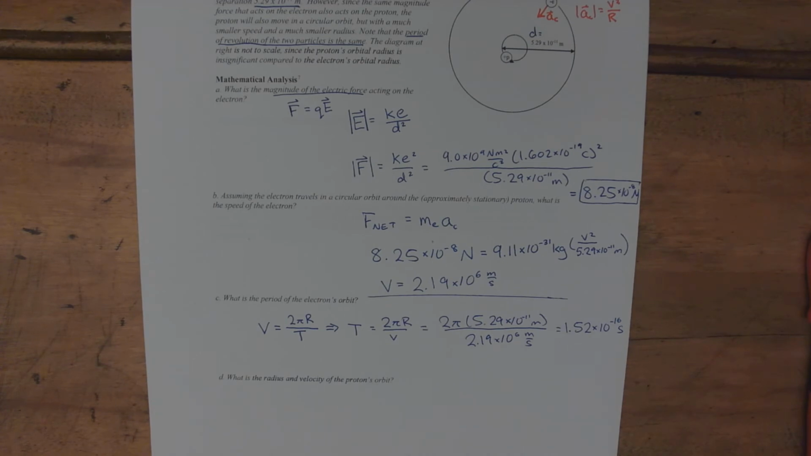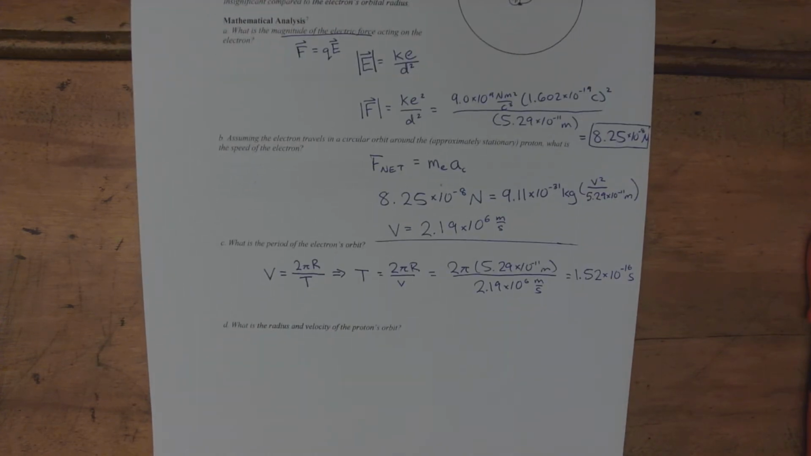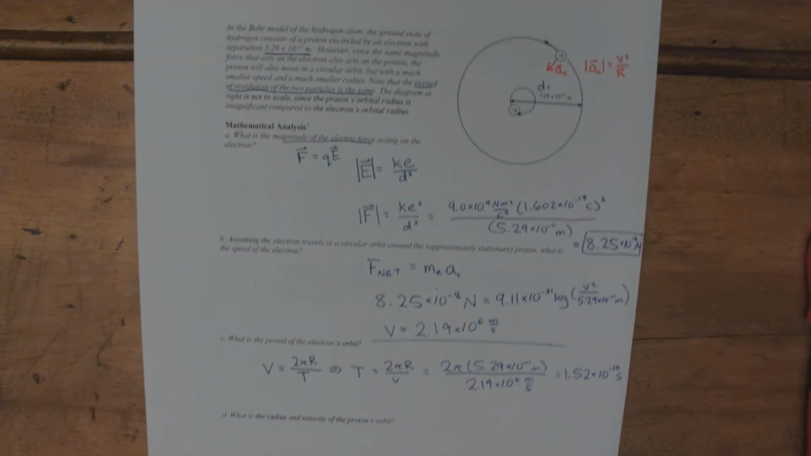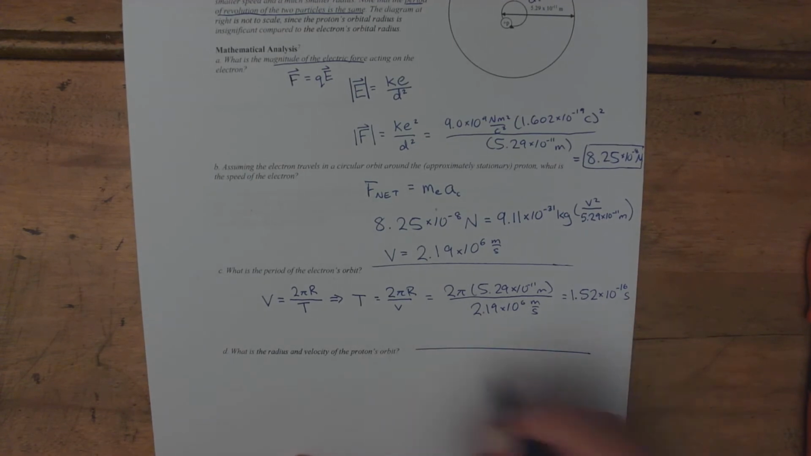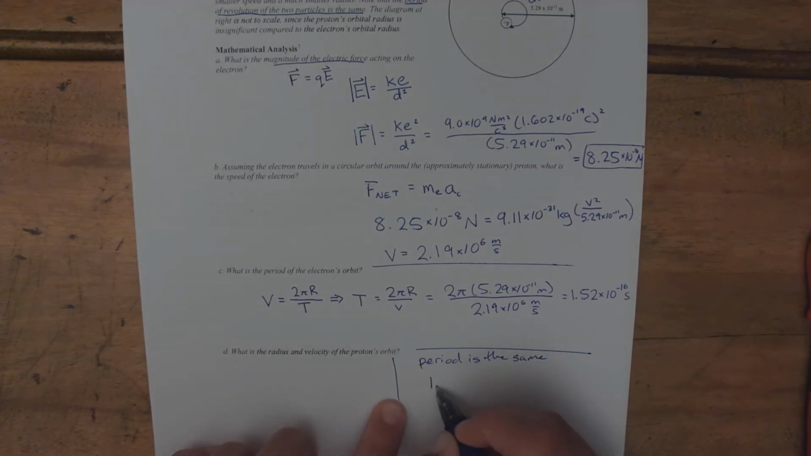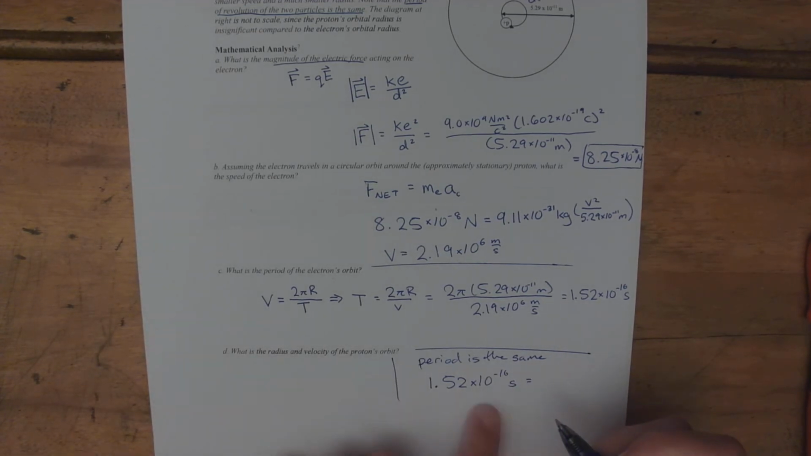Okay, and then in part D, we want to know what is the radius and the velocity of the proton's orbit. They give us a useful piece of information here. The period of revolution of the two particles is the same. So we're going to do this over here. The period is the same. So I have 1.52 times 10 to the negative 16th seconds, which is the period for the proton.